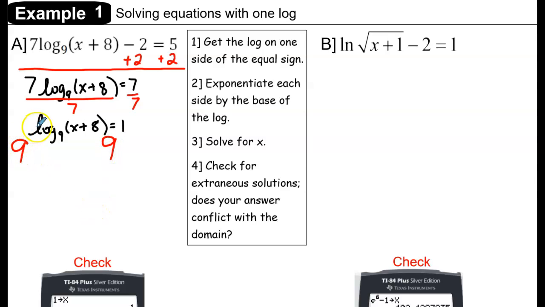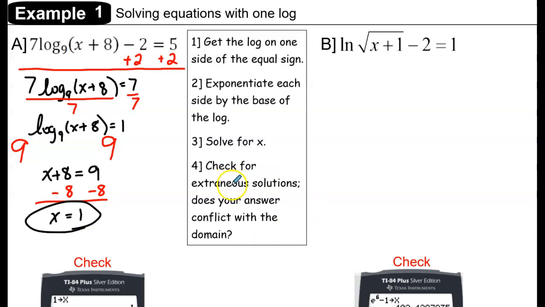Okay, so I have 9 raised to the log base 9 of the quantity x plus 8 power. That is the inverse property. So I can bring down the argument of that log, x plus 8, using the inverse property. Then on the right side of the equation, 9 to the first power is 9. And now I'm left with a linear equation. I can solve for x by subtracting that constant from both sides, and x is equal to 9 minus 8, which is 1.